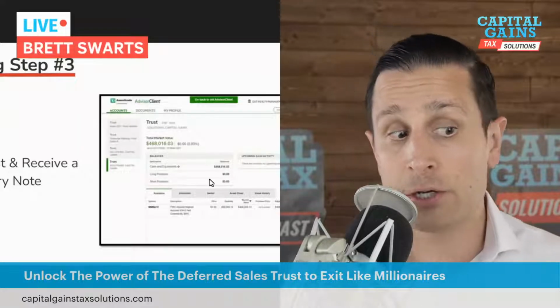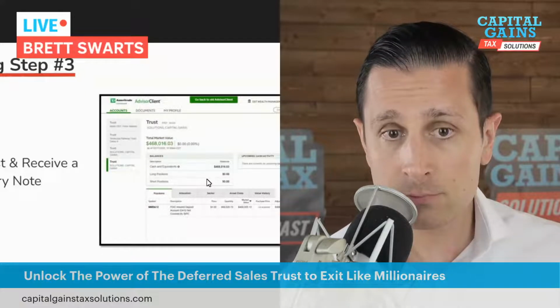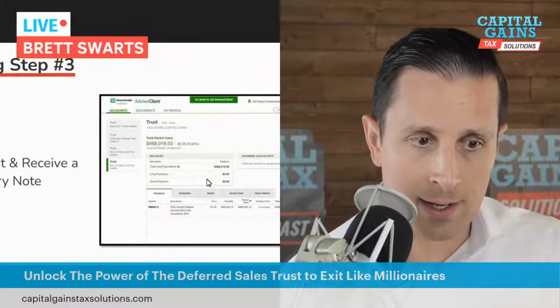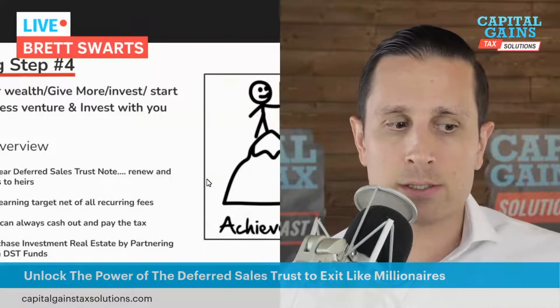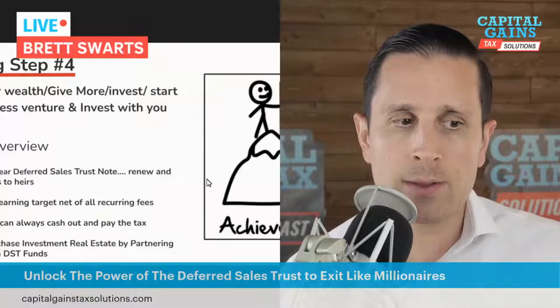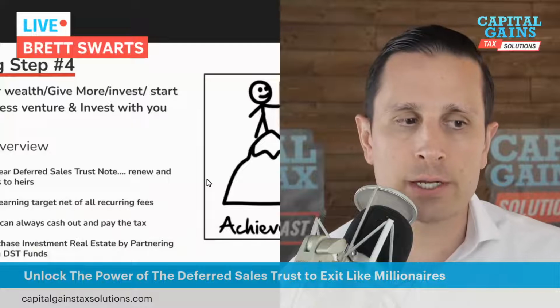Step three is we just fund the trust, and what your client receives is a promissory note. The funds typically go to something like TD Ameritrade. Now these promissory notes are typically structured around a 5 to 8% compounded rate of return. They're typically 10-year notes, and they renew every 10 years for 10 years.